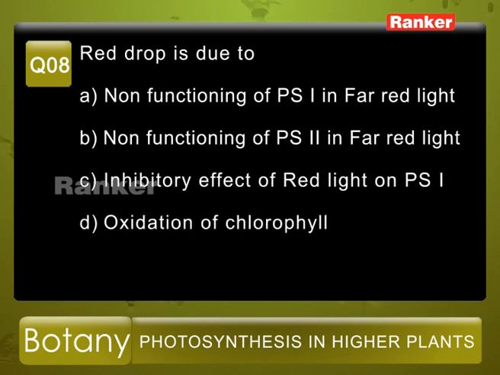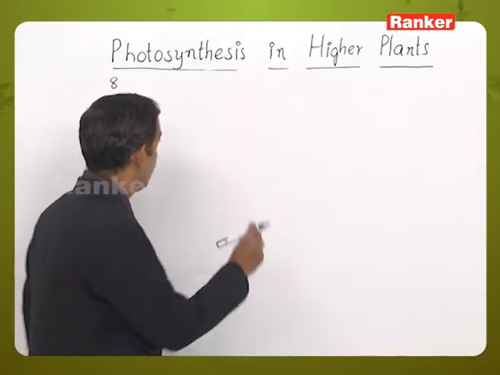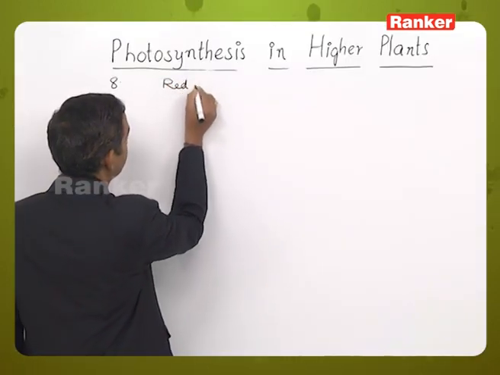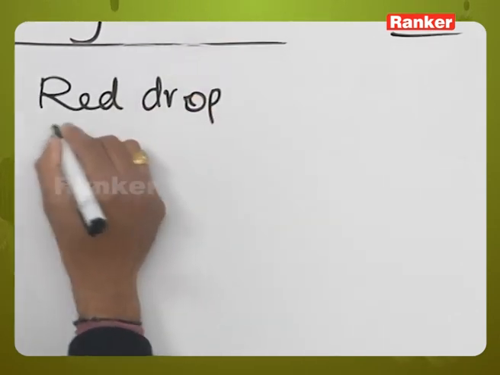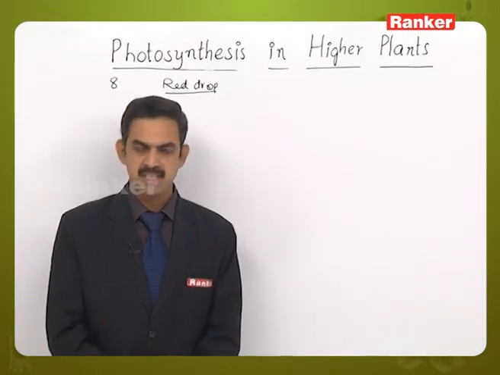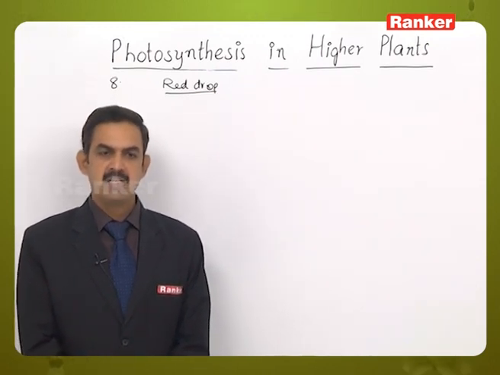Question number 8. Red drop is due to the given options: A, decline in quantum yield in separate beams of red light; B, non-functioning of PS2, that is photosystem 2 in far red light; C, inhibitory effect of red light on photosystem 1, that is PS1; and D, oxidation of chlorophyll. So here, red drop. So this is a concept where the quantum yield will decrease.